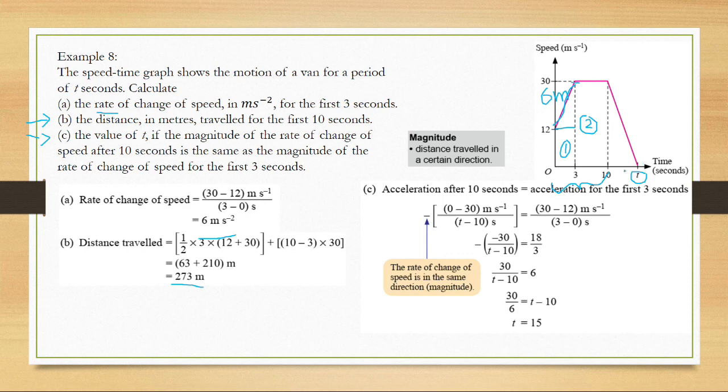So 0 minus 30, this is 0, minus this point is 30 over t minus 10, this part here, is equal to 30 minus 12, the rate of change here, over 3 minus 0. Okay, so when you make the equation, you will have a more simplified form like this. Just simplify everything. Negative times negative is positive, and then 3 times 1, 3, 3 times 6, 18. So 6 times t minus 10, or you can just exchange it. 30 over 6 is equal to t minus 10. So 6 times 1, 6, 6 times 5, 30. Therefore, t is equal to 10 plus 5 is equal to 15.